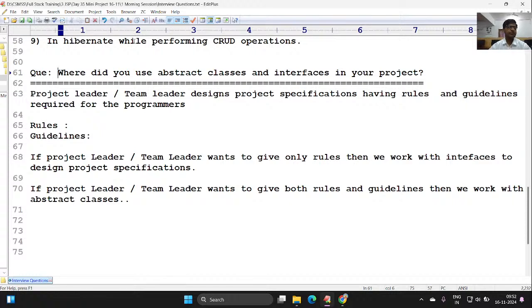So what is the meaning of rules here? Rules are in the form of abstract methods, and guidelines in the form of concrete methods. Instead of calling them abstract classes, abstract methods. Okay, rules and guidelines, both rules and guidelines.